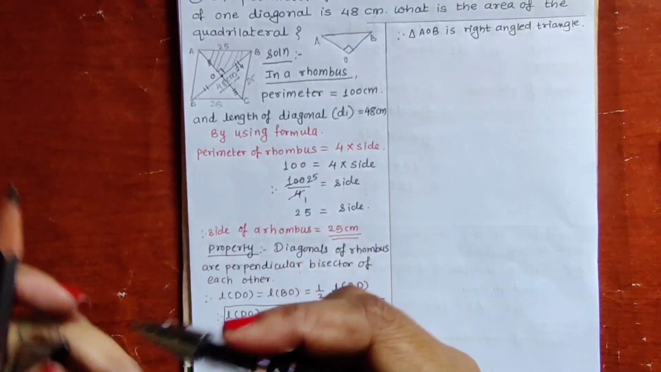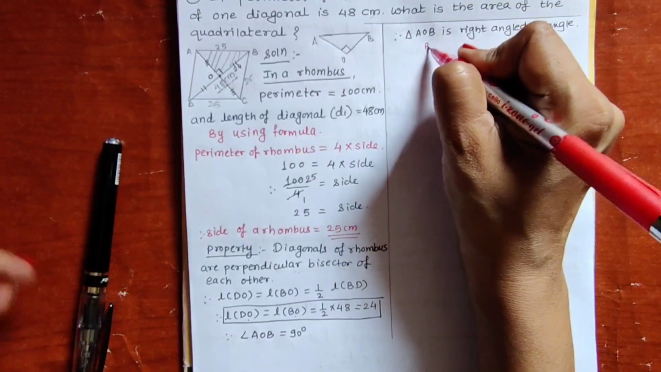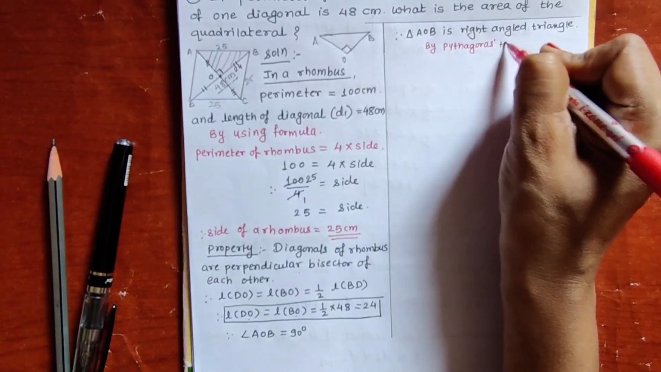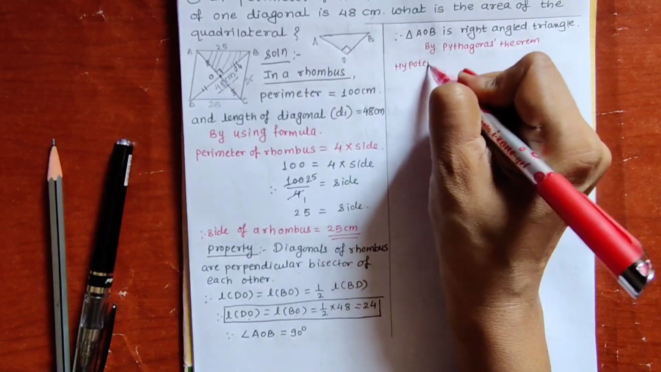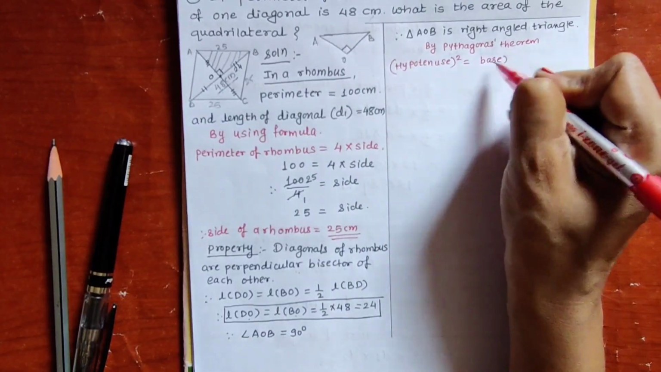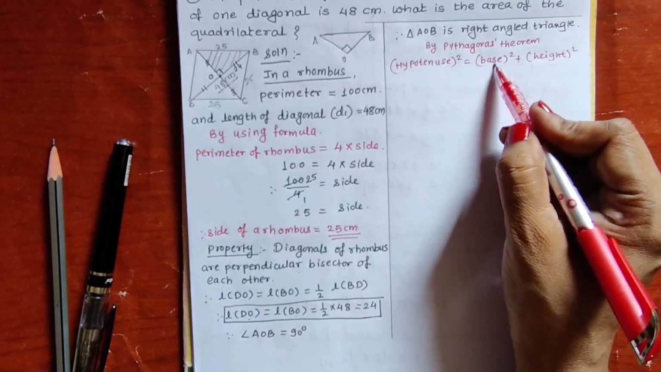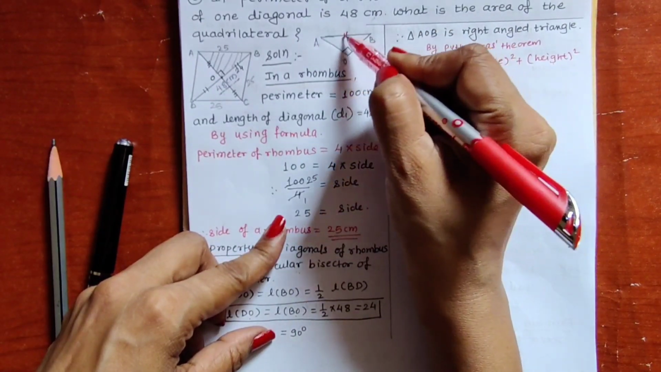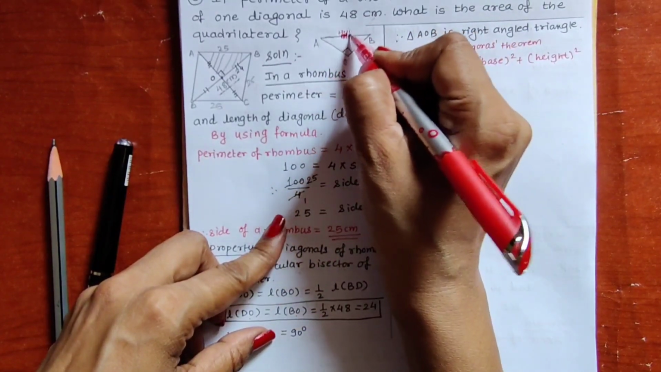Now see children, we will be applying Pythagoras theorem. So what is the Pythagoras theorem? By Pythagoras theorem, hypotenuse square is equal to base square plus height square. In place of base and height, we can write one side square plus other side square. So as AB is the side which is opposite to the right angle, that's why AB will be our hypotenuse.